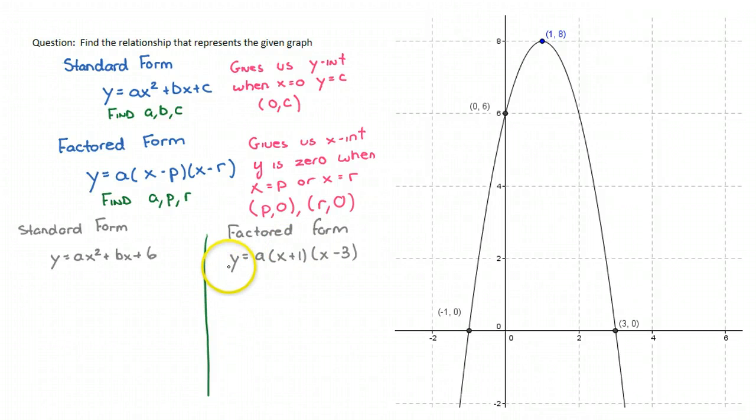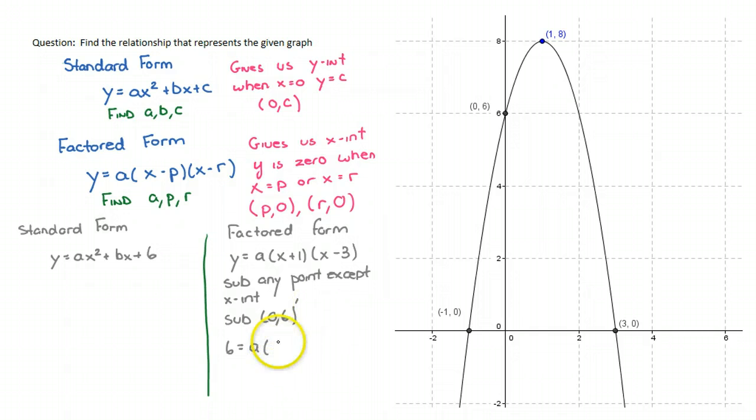So if I want to find a now, let's use factored form. I'm going to sub any point except the root or x-intercept. The reason is that if we substitute the x-intercept, we end up multiplying a by 0, so we won't be able to solve it. So I'm going to pick the point 0, 6. Sub 0, 6. So I'm going to get 6 is equal to a, and then 0 plus 1, 0 minus 3. So 6 is equal to a, bracket 1, bracket minus 3.